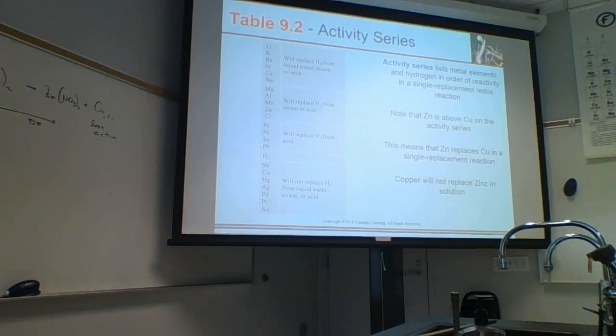And so let's go ahead and balance it. Is it balanced already? Yeah. And so this is our complete or conventional equation. Let's go to the ionic equation.